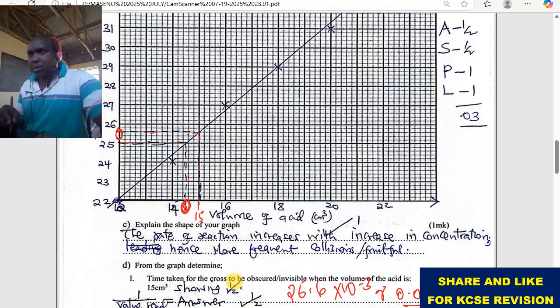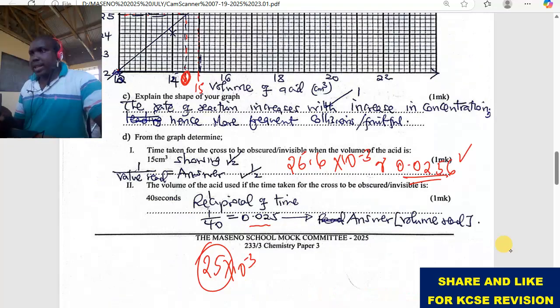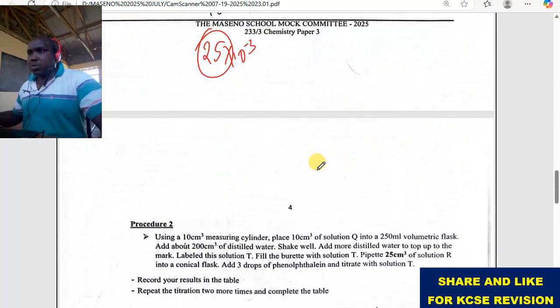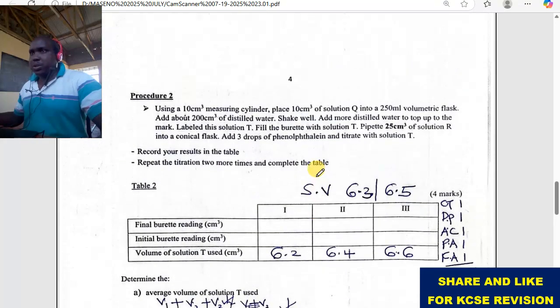So if this is 14 and this is 15, 1, 2, 3, 4, 5. Therefore, it is 14.5. For this learner, the answer is going to be 14.5 centimeters cube. Very good. Now let's move on to the next part, part 2, the procedure.